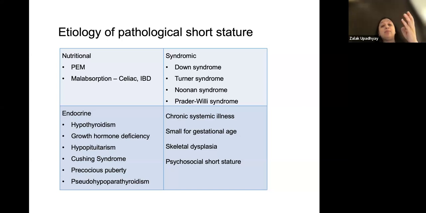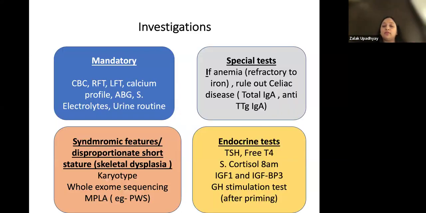Endocrine cause, remember, hypothyroidism, growth hormone deficiency, again hypopituitarism, Cushing syndrome, precocious puberty. Remember, precocious puberty children are initially tall, but because they get puberty early, the parents feel they are tall, but ultimately they'll be short if you do not treat. And pseudohypoparathyroidism. So these are the endocrine causes of pathological short stature.